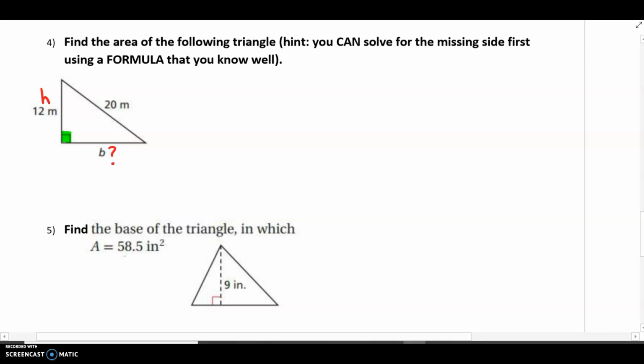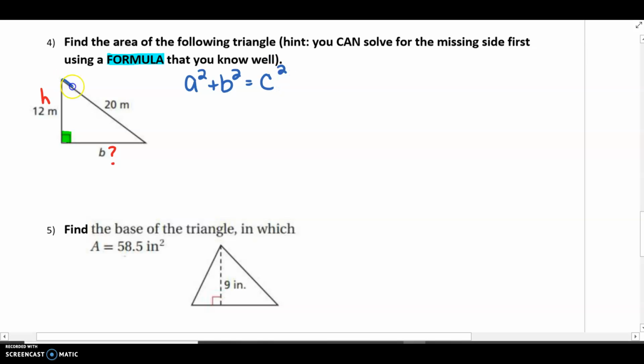So I want to use a special formula or theorem that can help me find that missing side. I'm dealing with a right triangle. I know two sides. I'm missing a side. So what's the formula? Pythagorean theorem. So hopefully you got that. Otherwise, I hope you enjoyed my drum roll. Okay, Pythagorean theorem. A squared plus b squared equals c squared.